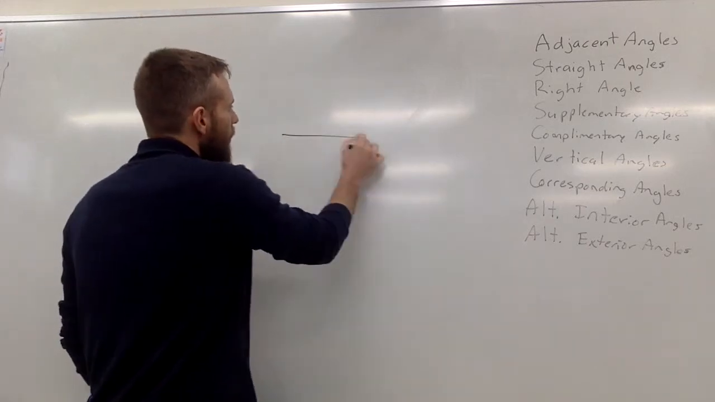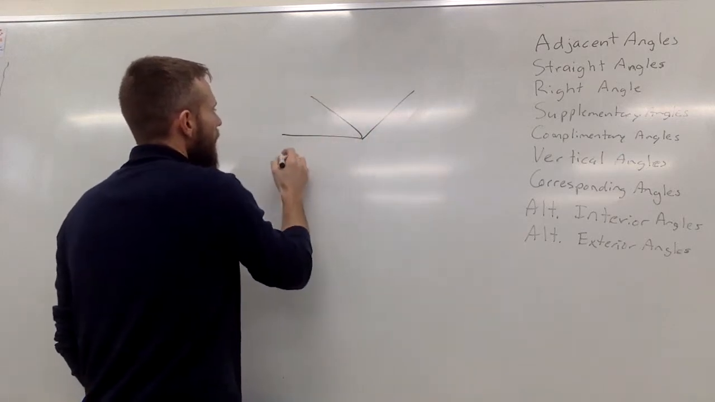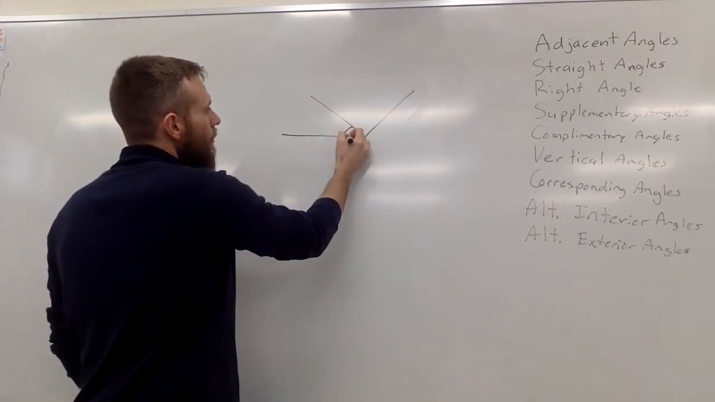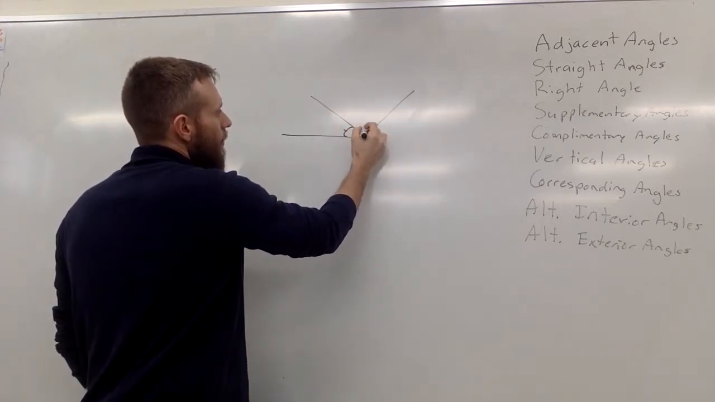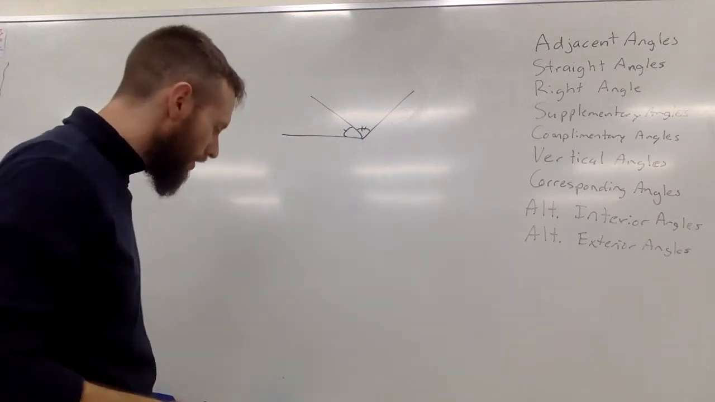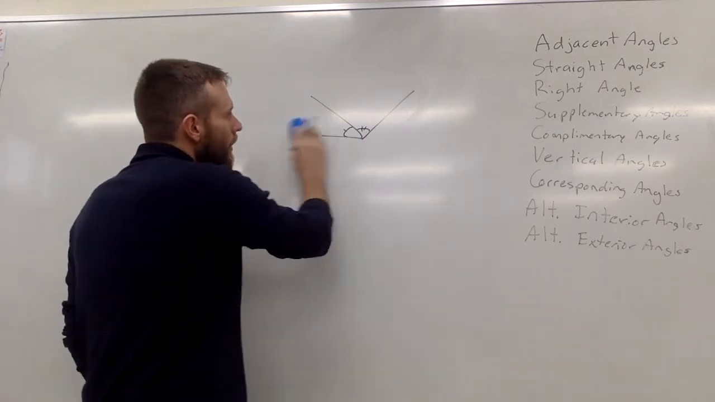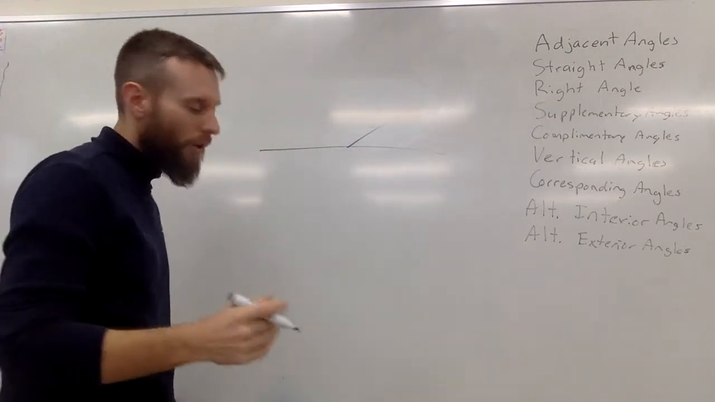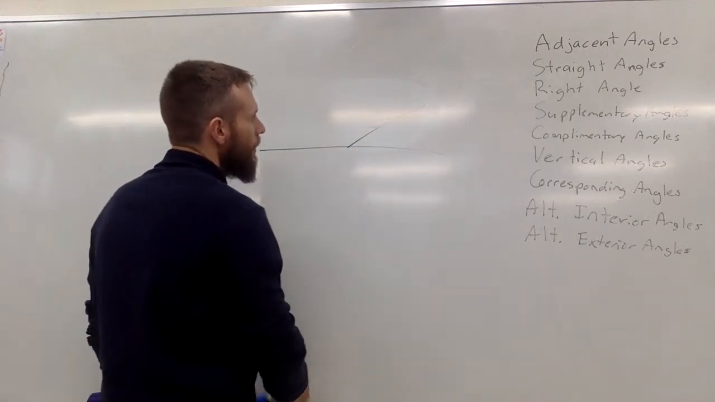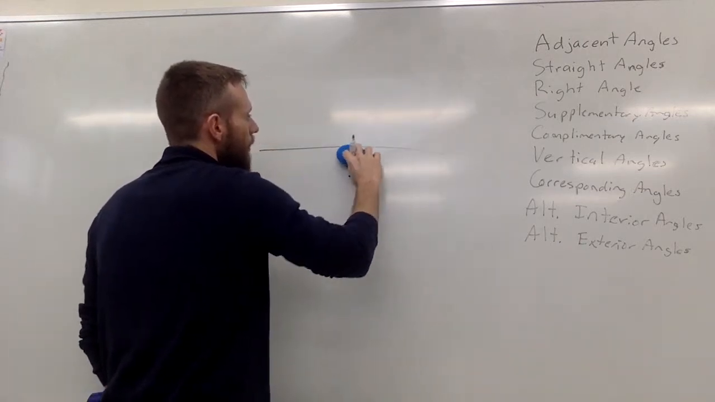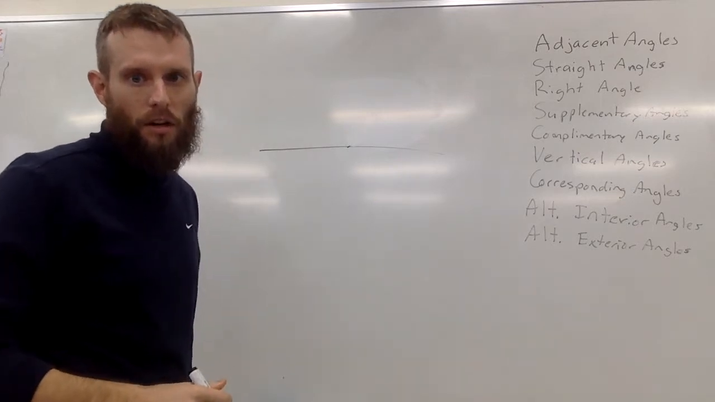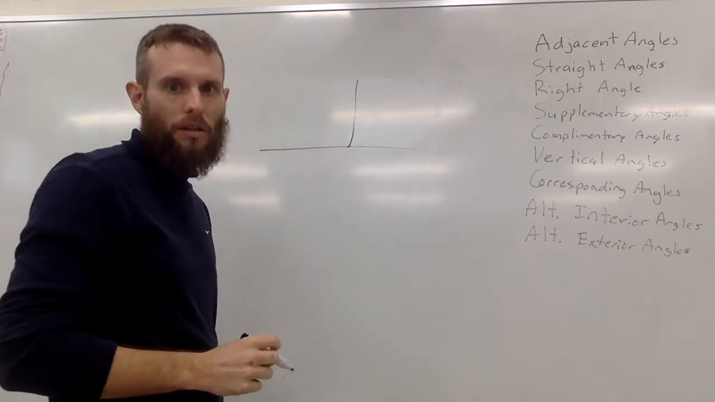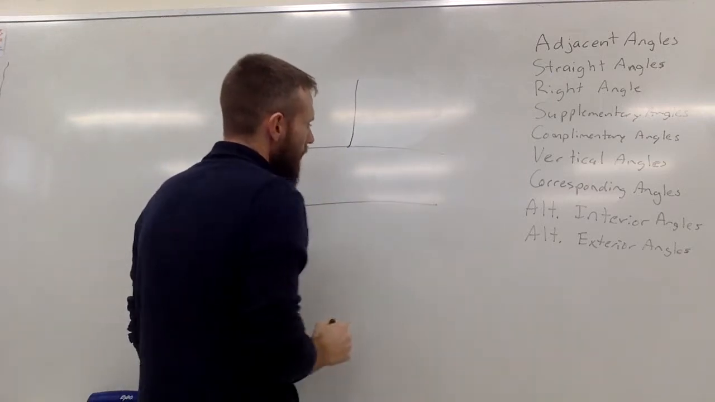Adjacent angles. Let's say you have two angles next to each other. This angle and this angle would be adjacent angles. Adjacent just means next to. Okay. A straight angle is 180 degrees. Maybe back up. 180 degrees is what we would call a straight angle. A right angle is 90 degrees.